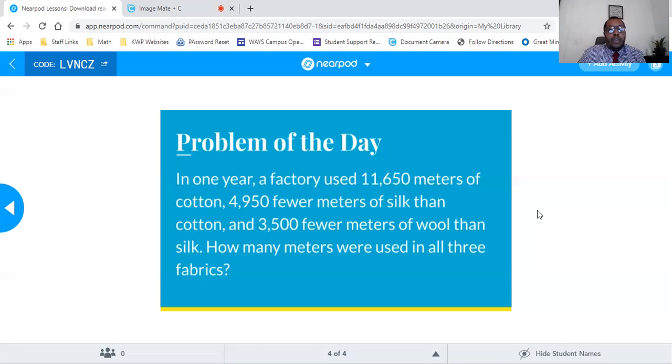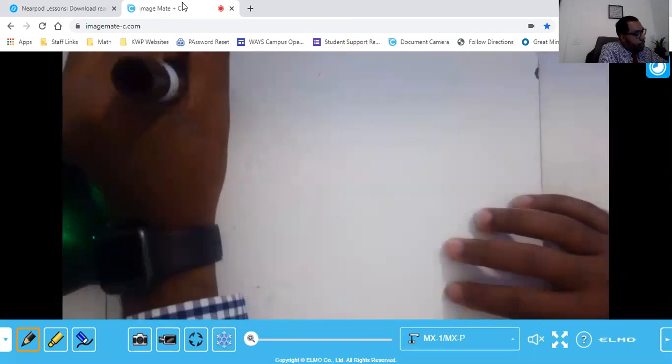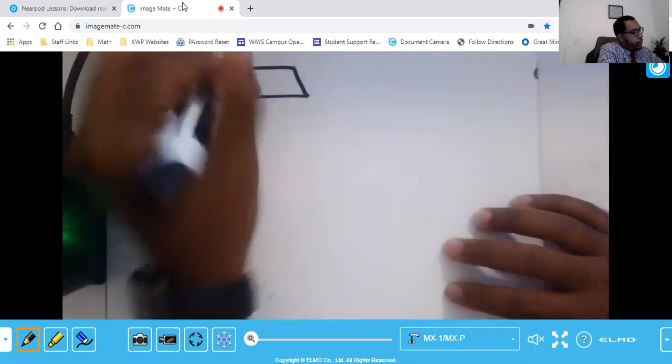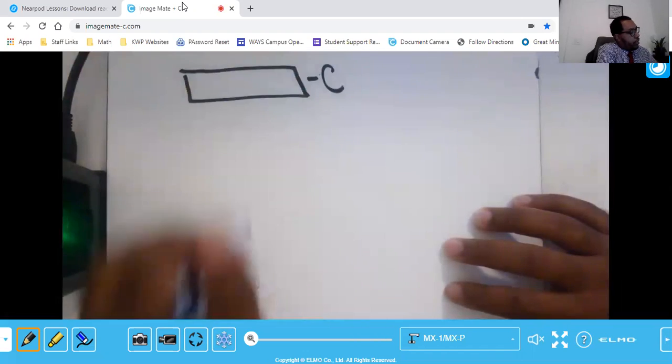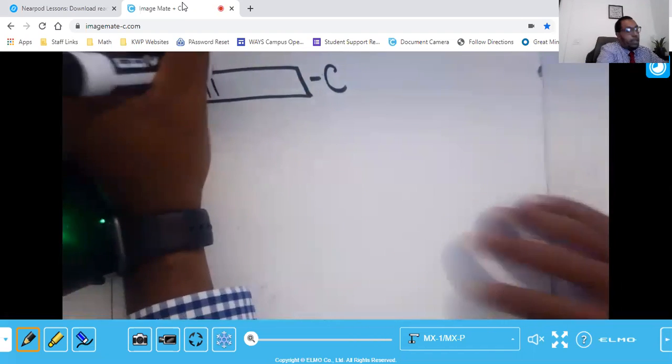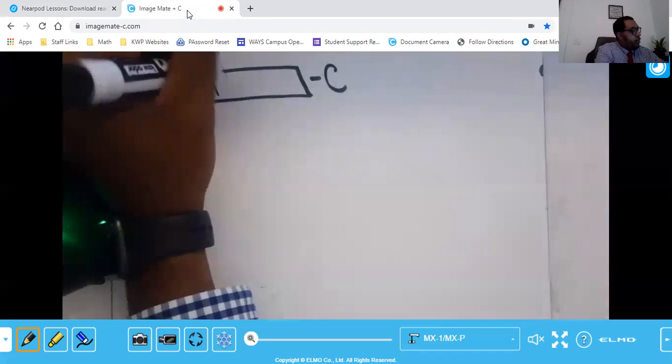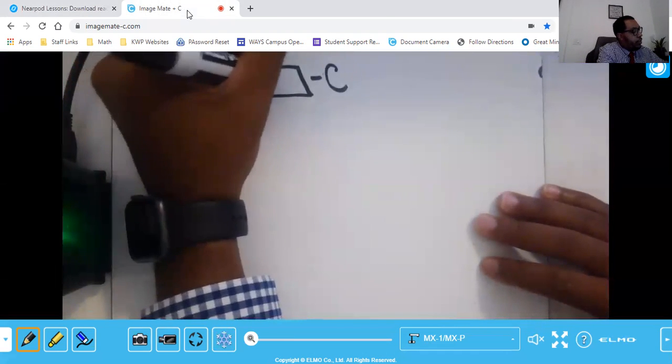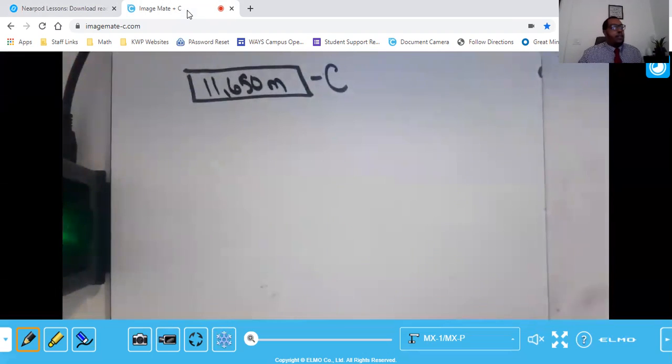All right, so it says in 1 year, a factory used 11,650 meters of cotton. So stopping right there, what can I draw? Yes, I can draw a tape diagram. If I'm going to use the tape diagram, the first part I already know is that we used 11,650 meters of cotton. So on my whiteboard, I'm going to draw my tape diagram. I'm going to label this as C for cotton. And I know that this is 11,650 meters. So I'm just going to label that first part of my tape diagram.